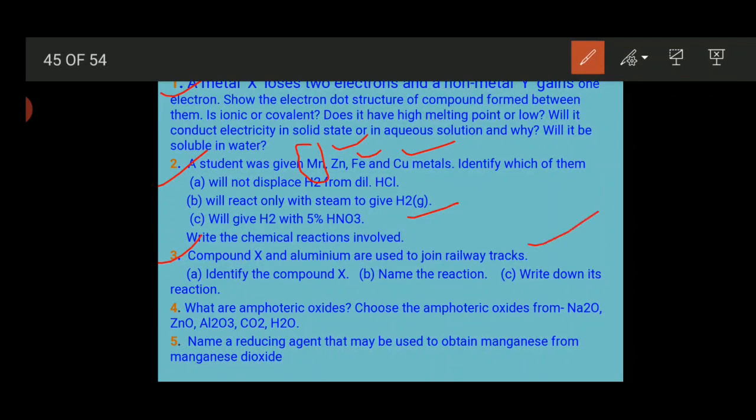Now the third question, compound X and aluminium are used to join railway tracks, that is ferric oxide and aluminium. Identify the compound X, that is ferric oxide. Name the reaction, thermite reaction, and write down its reaction. We already saw it in this video only.